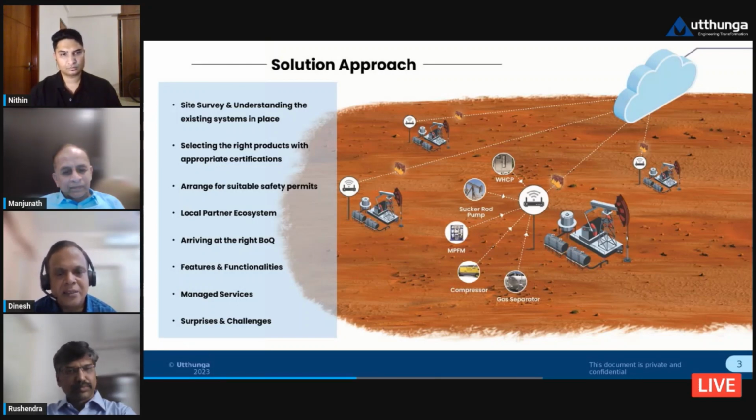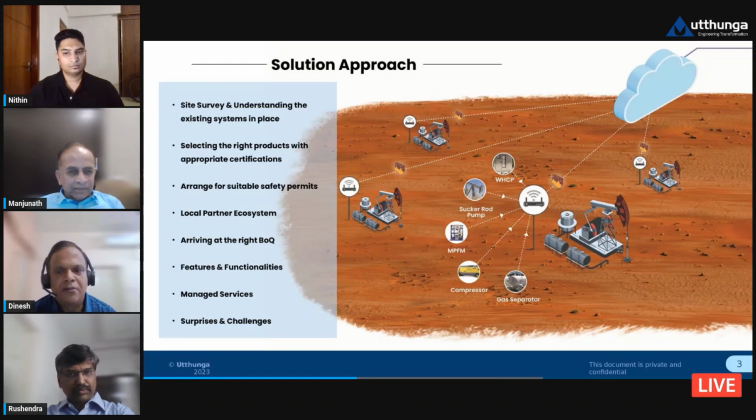And in this case, particularly when we have wells which are located and spread across, in the solution which we have been part of, we had to put in edge devices which were required to collect the data from the existing automation systems which were there, and in some cases we had to do some sensorization to take some additional data from the wells.